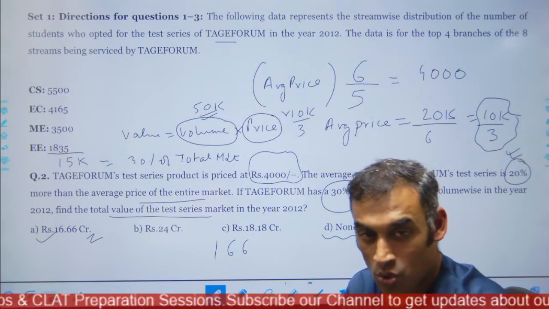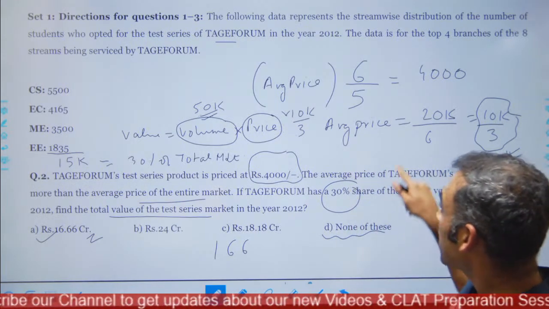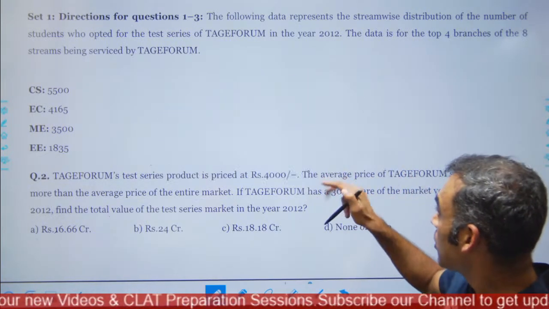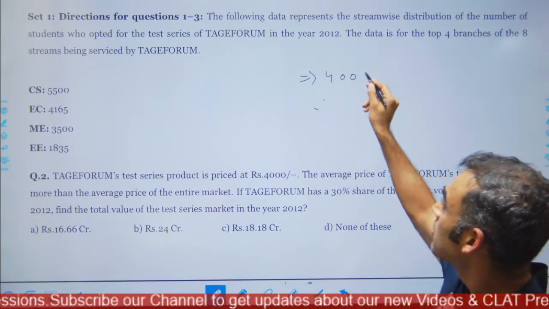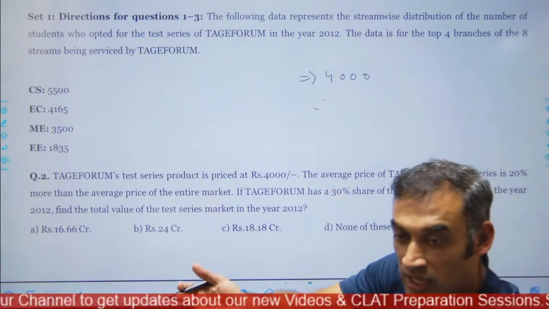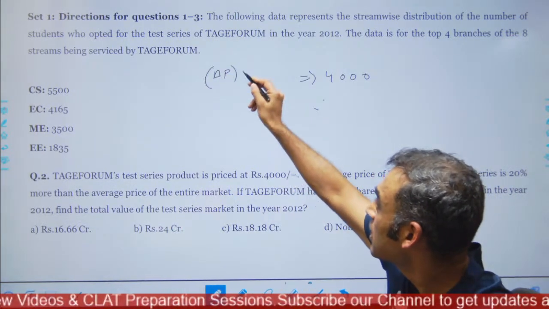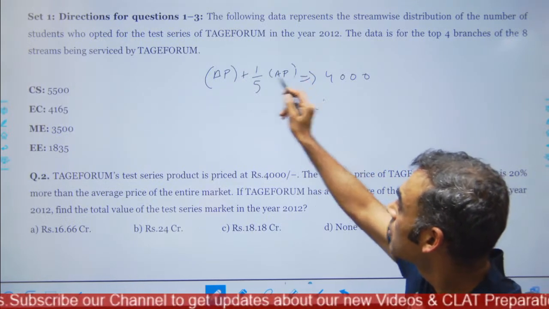Okay, so did you get this question? Just one very important thing. How do I get the average price again? The price of the test series given is 4,000, which is 20% more than the market. So what is the market price? 20% more than the market price, 1/5 of AP.